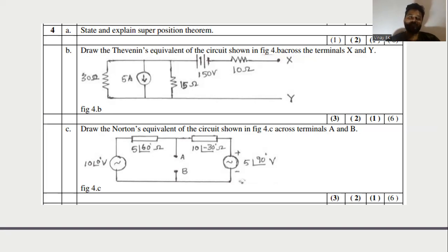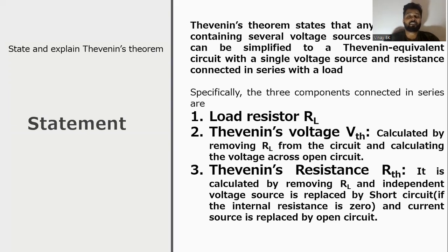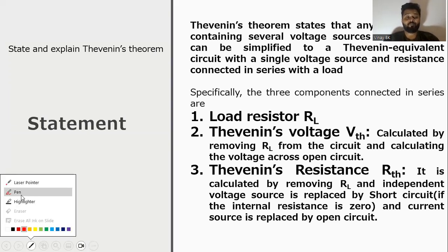Then they asked two questions for B and C. One is Thevenin's equivalent circuit, and the other is for Norton equivalent circuit. One is DC circuit, and the other is AC circuits. So hopefully you guys can understand the session. So without wasting time now, let's go for question number 4A, that is state and explain Thevenin's theorem.